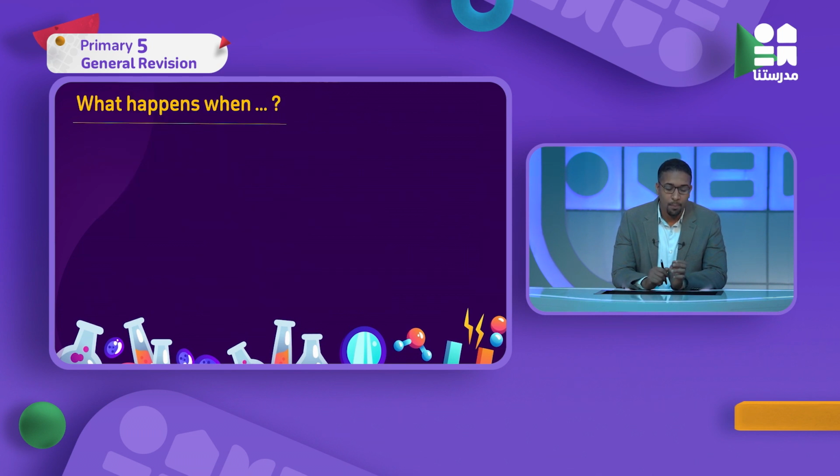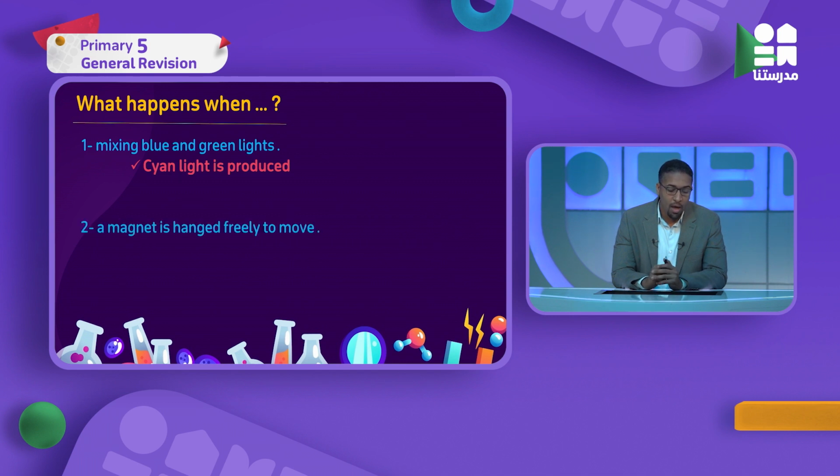Next question, what happens when mixing blue and green lights? Blue and green produce cyan. So cyan light will be produced. Number 2, a magnet is hanged freely to move. So what will it do? It will take a fixed direction, which is the north and south direction.